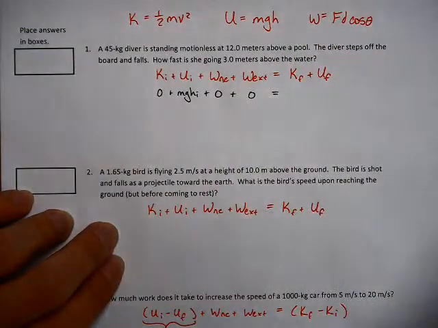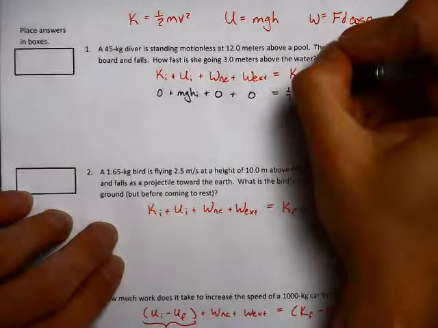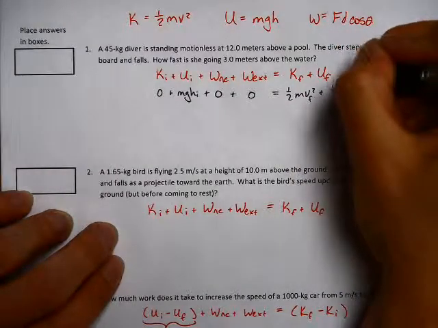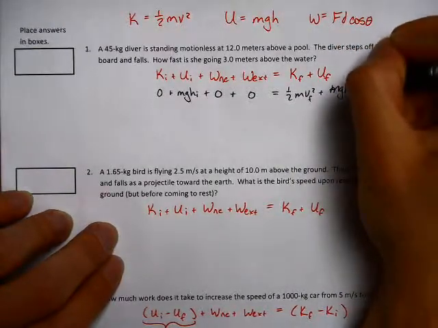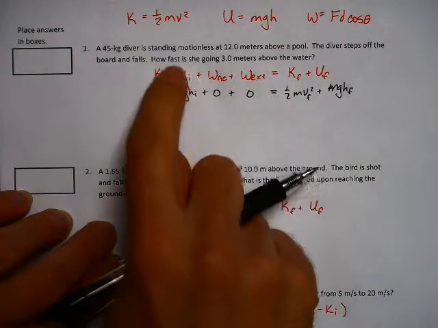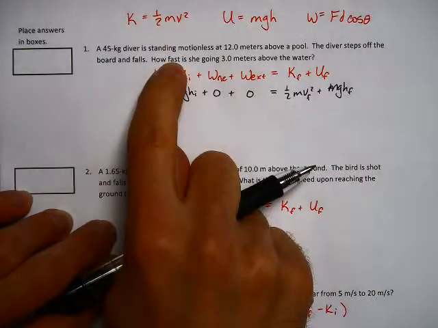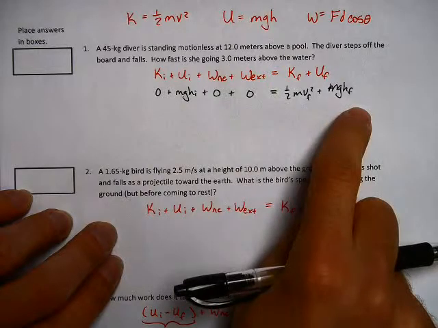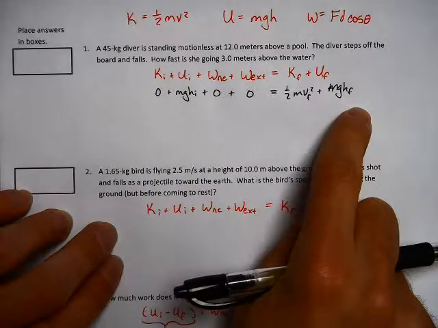3 meters above the water, the girl has both kinetic and potential energies. Her kinetic would be 1/2 mv final squared, and her potential would be mgh final. And now we solve this for our final speed. How fast is she going 3 meters above the water? Notice that the m's can cancel out because there's an m in every term. We don't actually have to know that she's 45 kilograms.